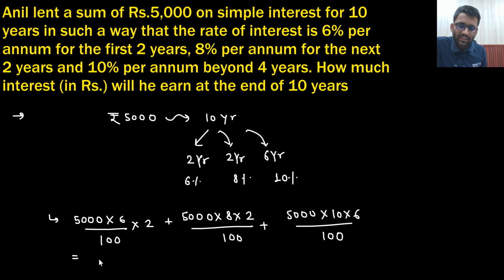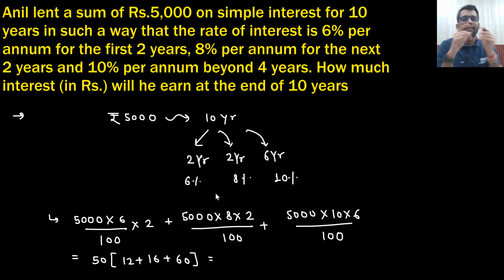So basically what you can do, you can take 50 as common, so 12 plus 16 plus 60. Now from here what do you understand? 6% for 2 years, that means he is getting 12% money. Say yes or no? 6% for 2 years, that means in 1 year he will get 6%, in another year he will get 6%, so total 12% he is getting. Of 500 rupees he is getting 12%.